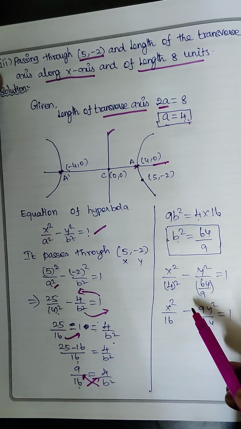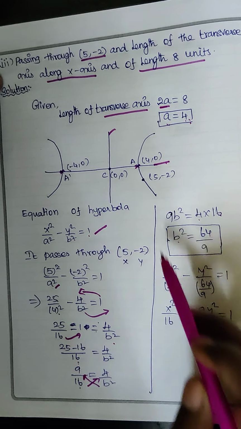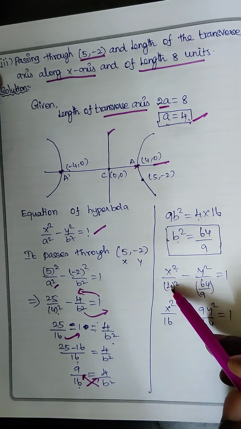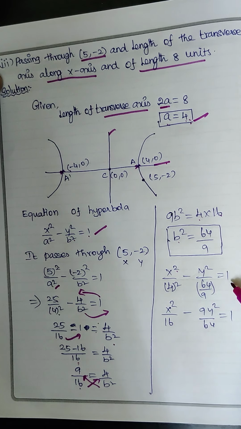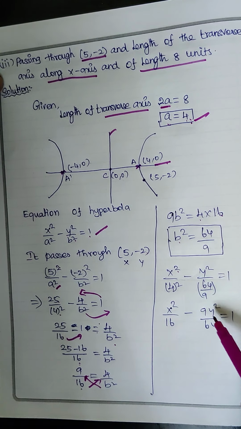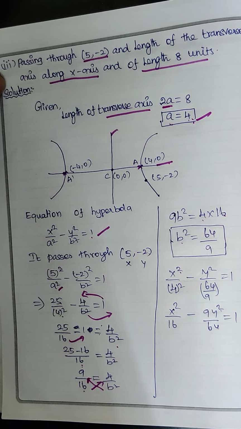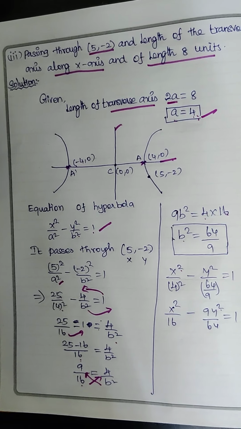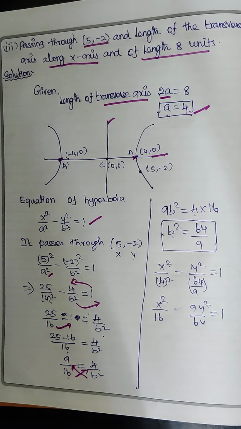So now x square by a square minus y square by b square is equal to 1. This is the hyperbola. Now I am going to substitute the a value and b value. a is equal to 4, and b square value is 64 by 9. So x square by 16 minus, this 9 I am going to take to the numerator, 9y square by 64, that is equal to 1. So this is the answer for this third subdivision. Okay, clear? Okay children, thank you for cooperating. Thank you.